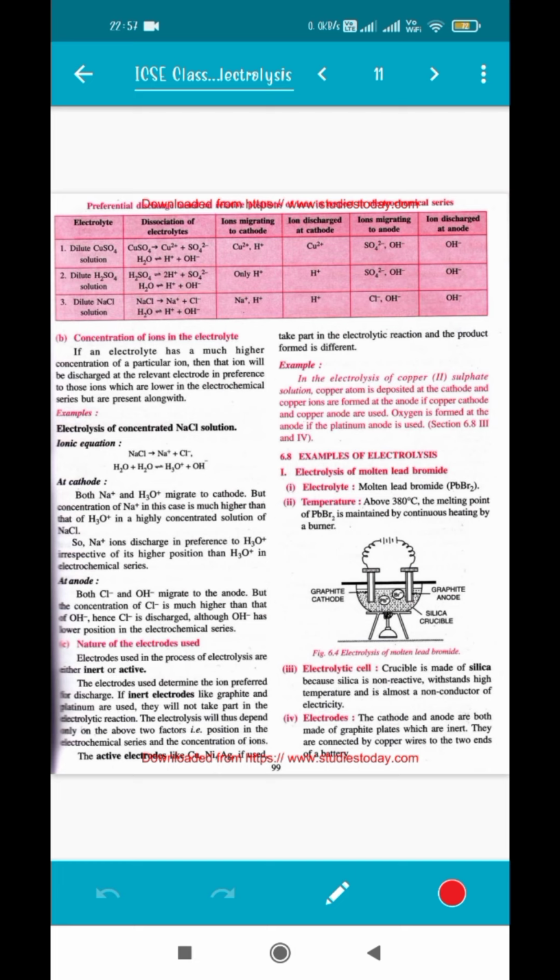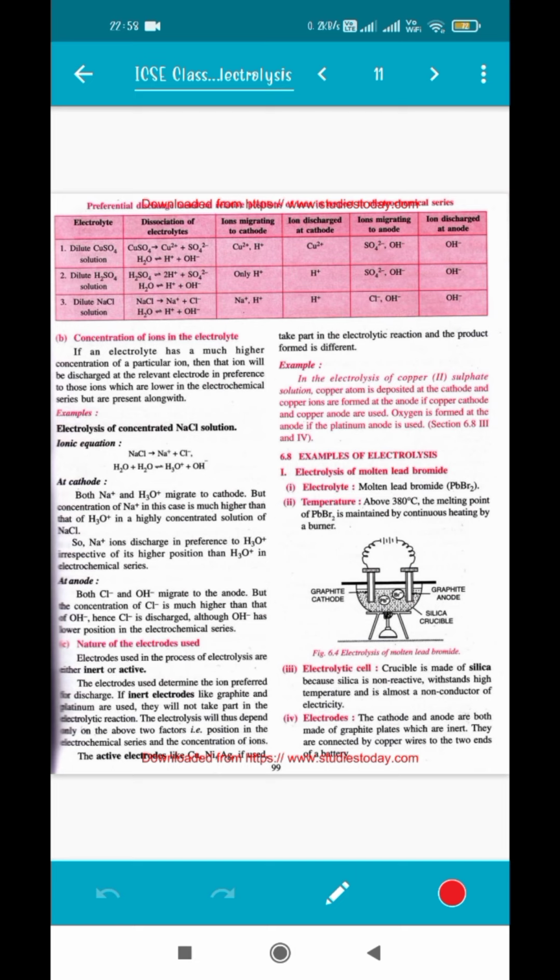The temperature has to be maintained above 380 degrees Celsius. We have to continuously heat the voltameter, or the electrolytic cell, because molten lead bromide solidifies very quickly. Next, the electrolytic cell is made up of silica. Why? Because silica is non-reactive and it can withstand a very high amount of temperature.